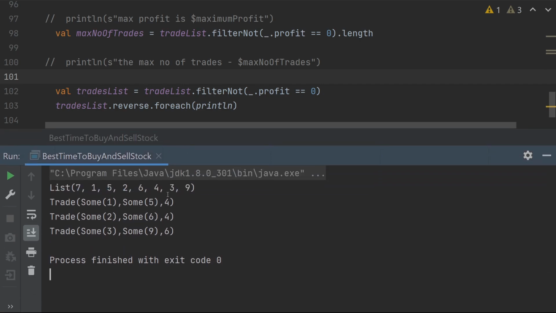Alright, so this is the price list and these are the possible trades. So 1, 5, 2, 6, 3, 9. Like we see, these are the places where we are going to make profit when we are doing a buy and sell.